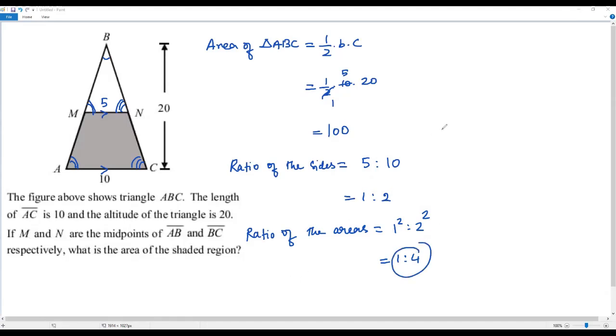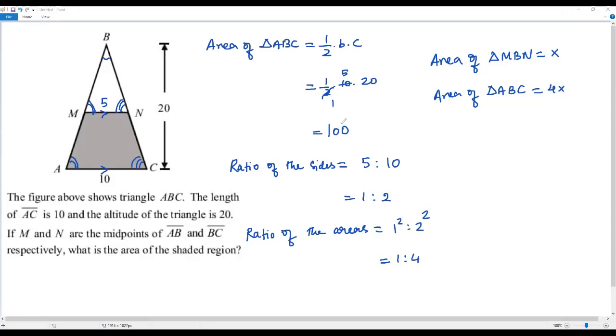From this ratio, if I want to get the area of the smaller triangle and area of the bigger triangle, I have to multiply the terms of the ratio by the same non-zero number, say x. That is, area of the smaller triangle MBN equals, we have to multiply the first term by some non-zero number x, that is 1 times x is x. And now let's find the area of the bigger triangle ABC. To get the area of the bigger triangle ABC, I have to multiply the second term of the ratio by the same non-zero number x, that is 4 times x is 4x.